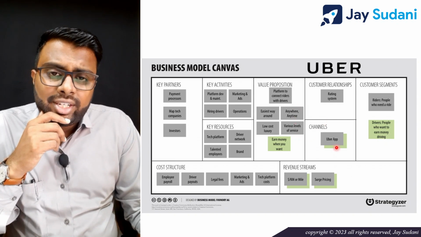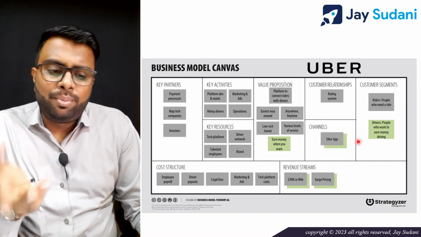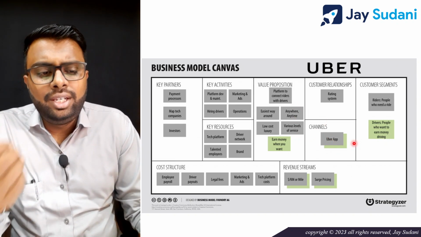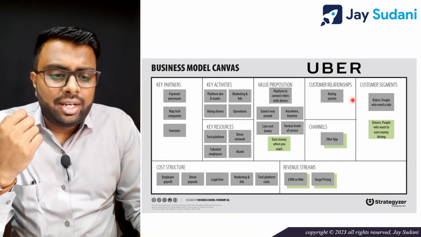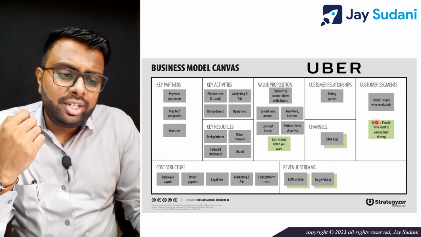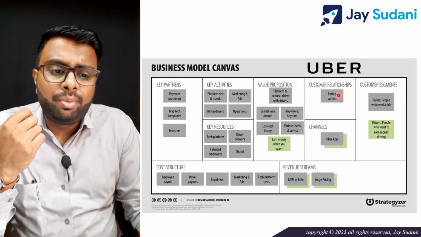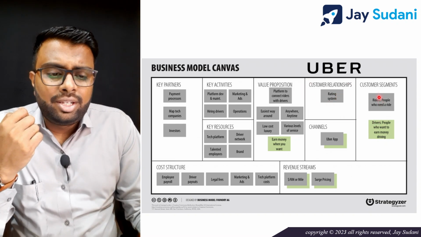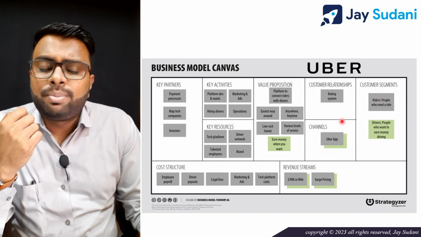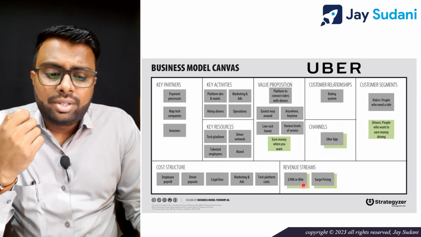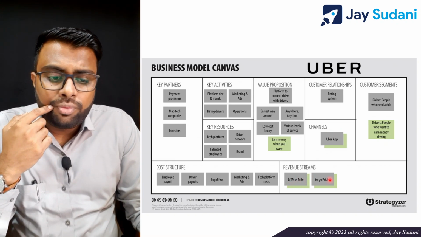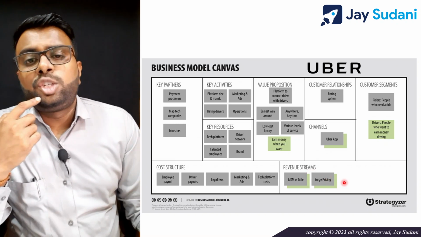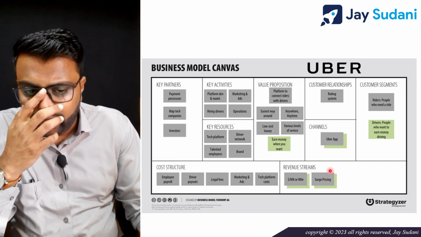Now, what is the channel? The channel is the Uber app, from both sides, the driver side as well as the rider side. Relationship: rating. They offer customer rating as well as driver rating, right? So this is how they have developed the relationship. They know whether the customer is liking the service or not based on the rating the customer provides. What are the revenue streams? It is XYZ dollars per kilometer or mile, also for waiting time, also for surge pricing. So they have made it very clear.